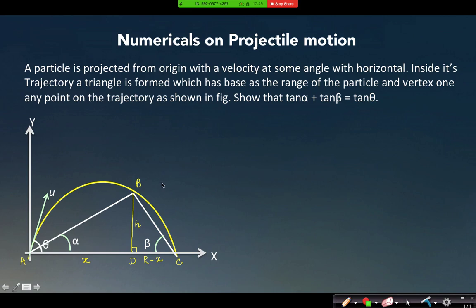Now, can anyone tell me the coordinates of the point B? x comma h. Now I am going to use the equation of trajectory for this point (x, h). Again, the same equation: y equal to x tan theta into 1 minus x by r.